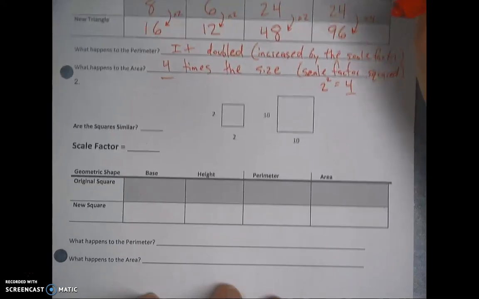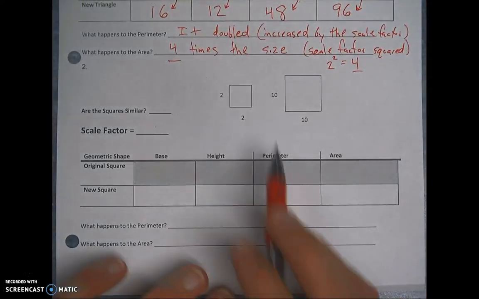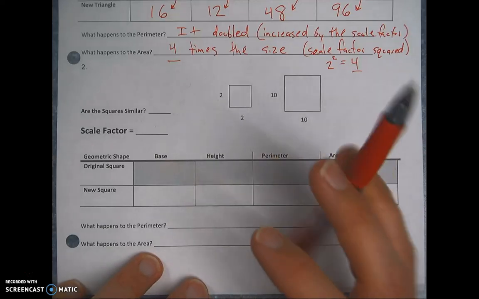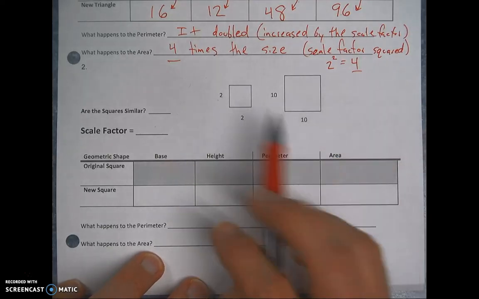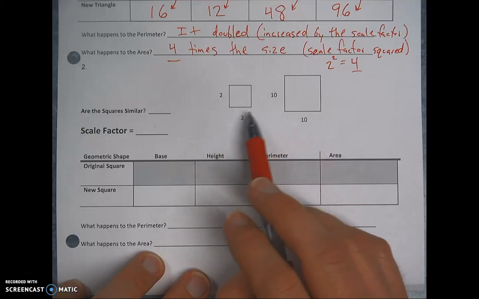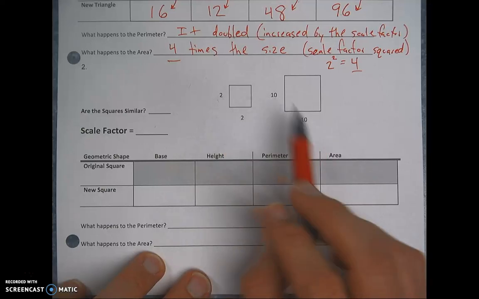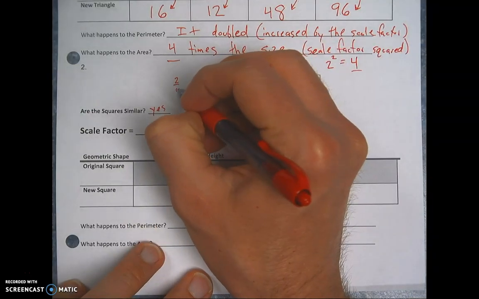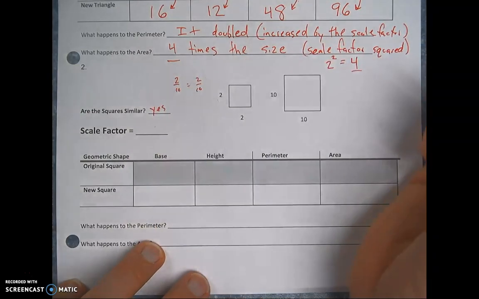So let's slide down here. Are these similar? Well, 2 became 10 and 2 became 10. Yes. Every square is going to be similar because they're always going to be increasing and decreasing by the same amount. So the answer here is yes. If you wanted to prove it, you're going to do 2 over 10 equals 2 over 10.